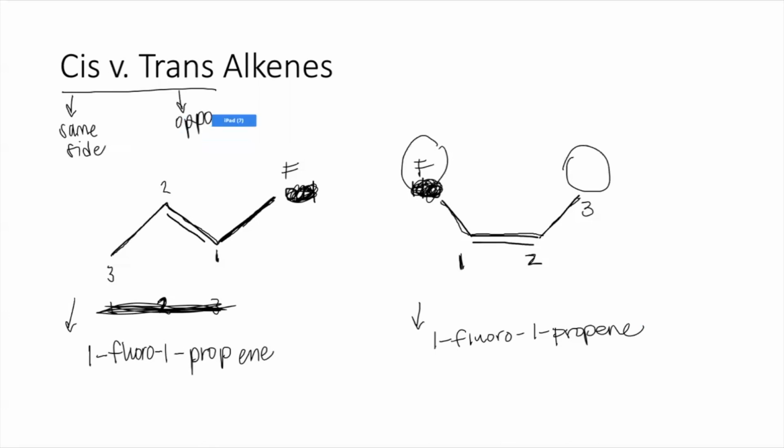and trans, they're on opposite sides. Now, remember, there's implied hydrogens. Ooh, let me change color actually. There's implied hydrogens here. There would only be 1 actually.